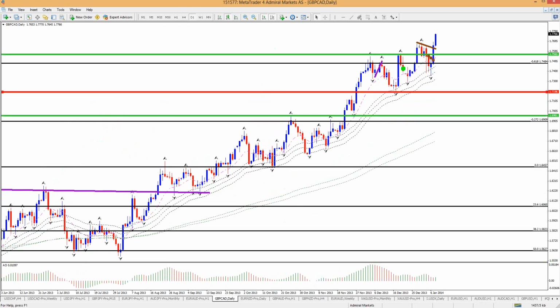So the pound CAD is now breaking above the minus 618. As I said, minus 618 is a big level. We've stayed there ever since the end of November for 6 weeks. But now, finally, after a big consolidation period, we're breaking and continuing.